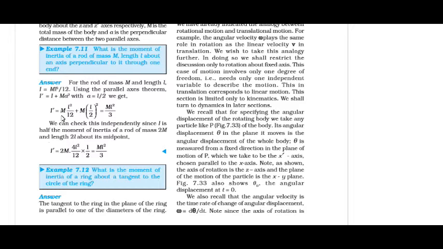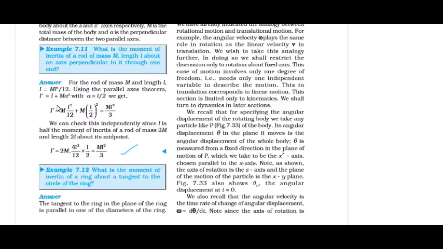We get I dash is equal to ml square by 12 plus m into l by 2 whole square, that is ml square by 3. We can check this independently, since I dash is half of the moment of inertia of a rod of mass 2m and length 2l about its midpoint. I dash is equal to 2m into 4l square by 12 multiplied by half, that is ml square by 3. So this is solved here, simple.